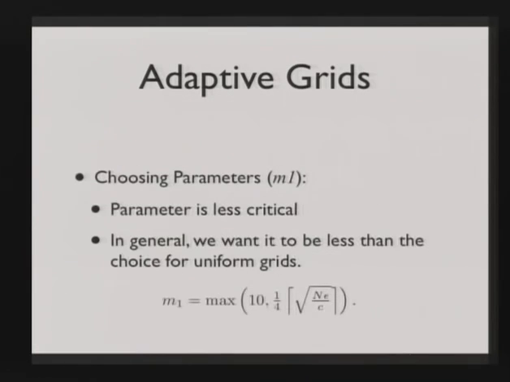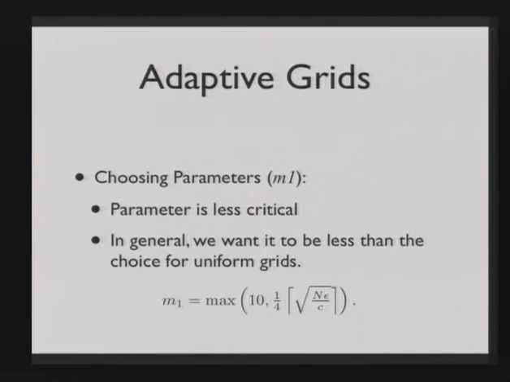For the first level partitioning, this value appears to be less critical. As long as it's a coarse partitioning, as long as I don't overpartition, as long as I choose a number that's significantly less than the number I would choose for the uniform grid approach, then I'm usually safe. And some analysis gave us this formula right here. We want something smaller than the uniform grid approach. And we don't want it to be, let's say, greater than some constant. We don't want it to be greater than 10. We don't want to overpartition. We just want to have a very general idea of what the data set looks like.